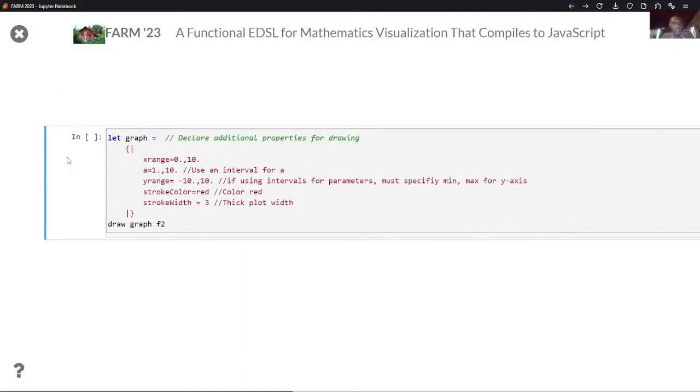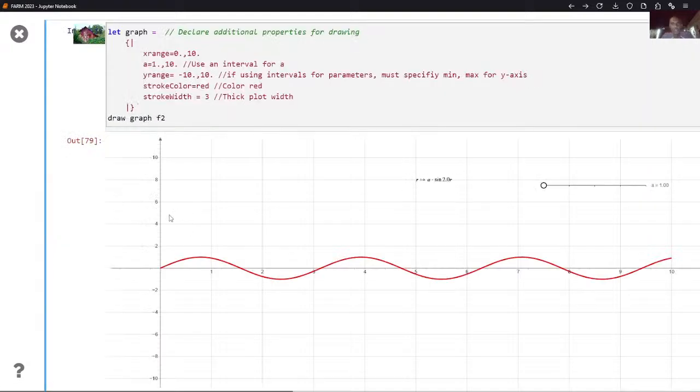Here we're using a more complex set of properties. We're going to specify the x-axis range, but we're going to say we want to use an interval for that particular constant a. If we use an interval, we have to specify the range of the y-axis, because once the axis is rendered, it can't change. So we need to specify by default what the range is going to be if we're going to use intervals in our visualization. We want a red plot, and we're going to increase the stroke width of the plot. So this is what we get when we render using those parameters.